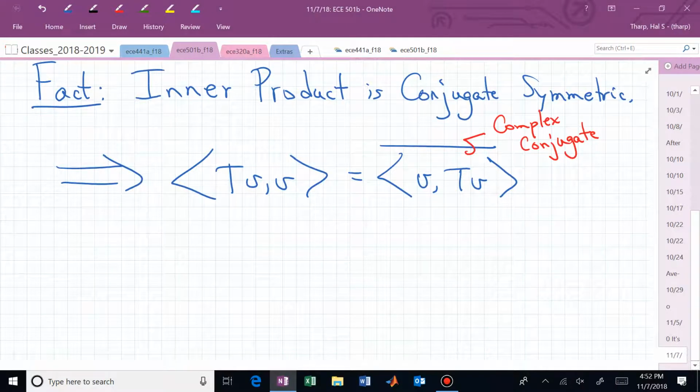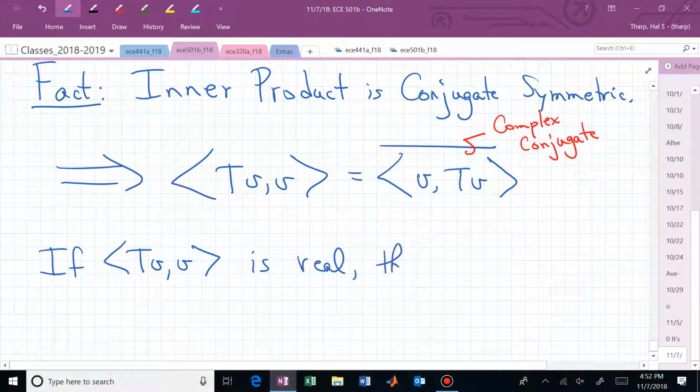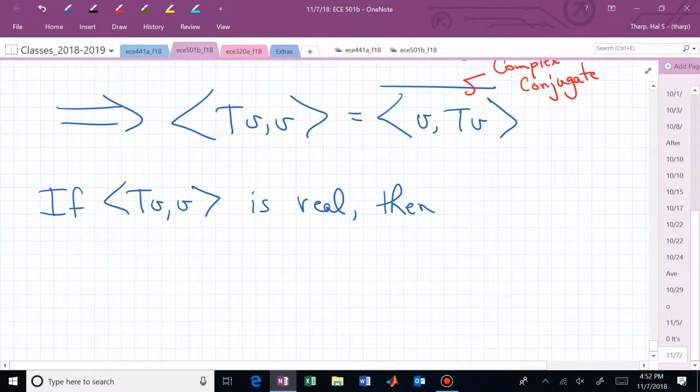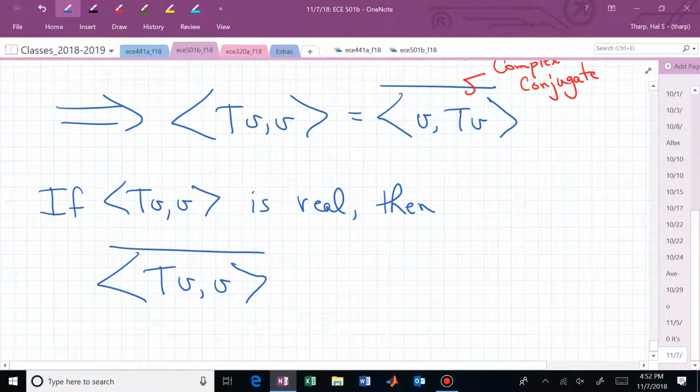So now if this scalar, the inner product of TV with V, is real, then if I look at TVV and take the complex conjugate of that, what is that equal to? If I conjugate a real number, what do I get back? The real number. So this is just TVV's inner product.